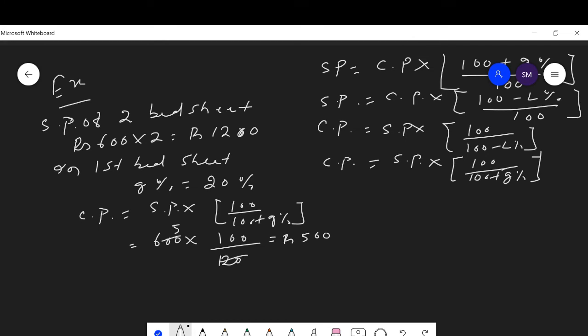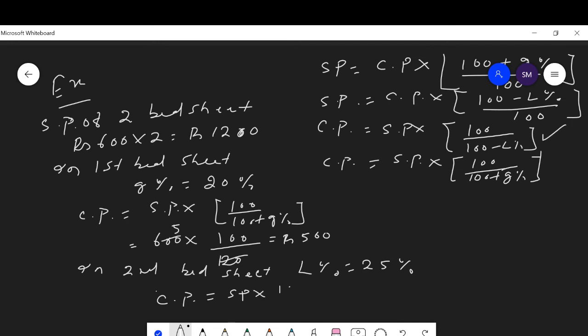Then in another case he lost 25%. In the second bed sheet, loss percent is equal to 25%. Okay. Then here also SP is the same, 600. Then CP is equal to SP into 100 upon 100 minus loss percent. This is the formula.